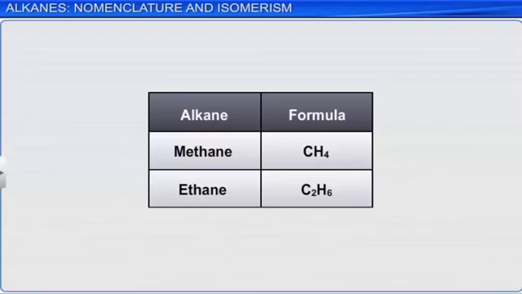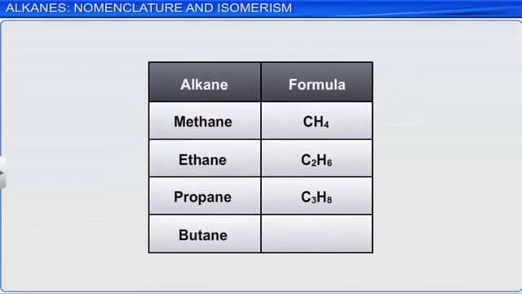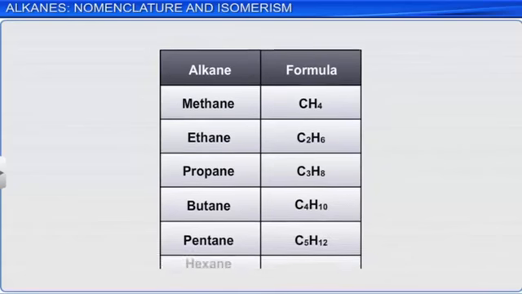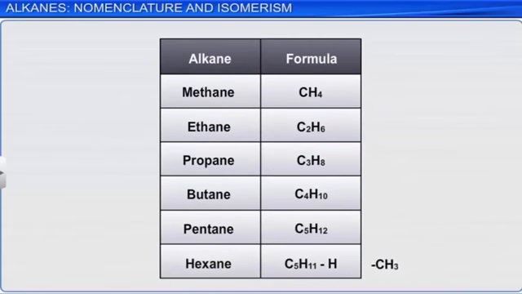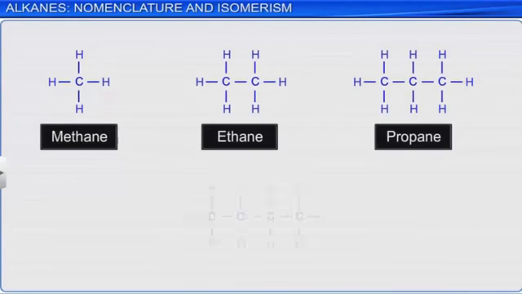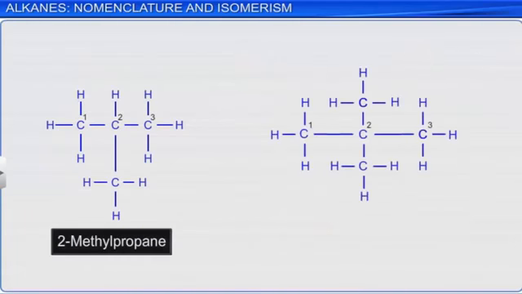Similarly, an entire series can be obtained by replacing one hydrogen with the CH3 group. There is no limit to the number of carbon atoms that can be linked together. However, as the number of carbon atoms within a molecule goes on increasing, the structure becomes more and more complex.